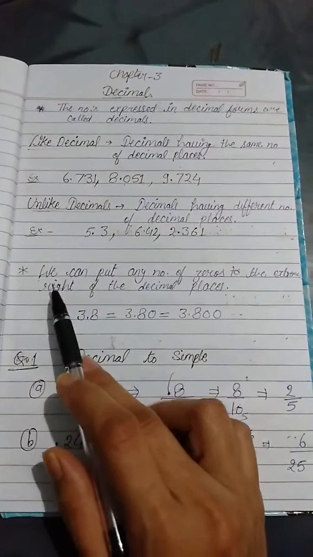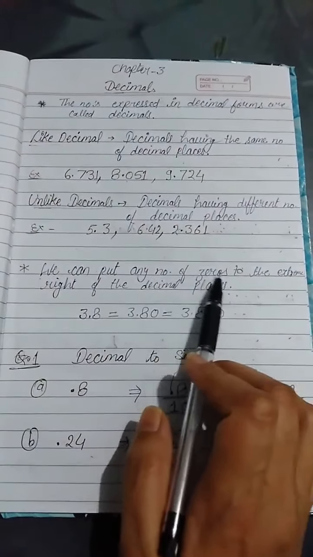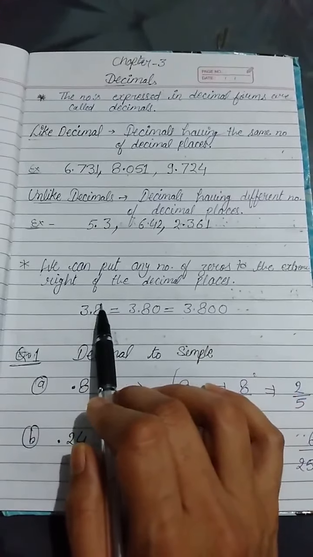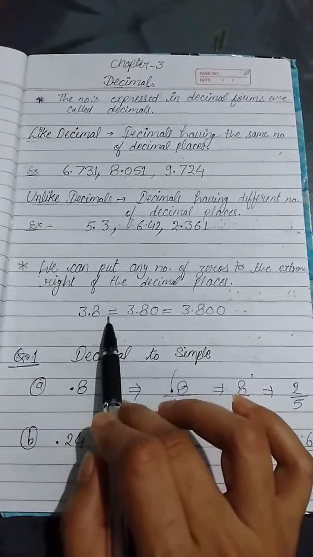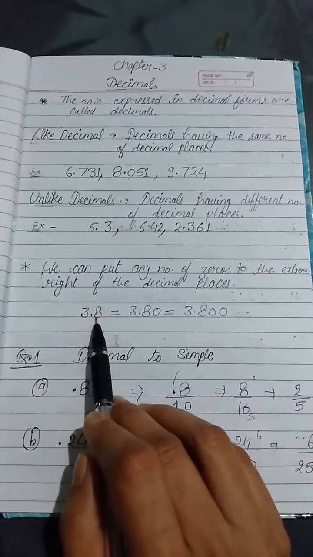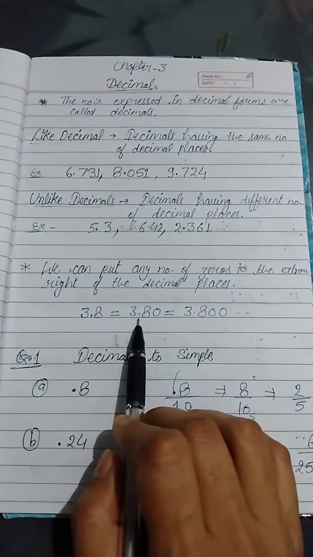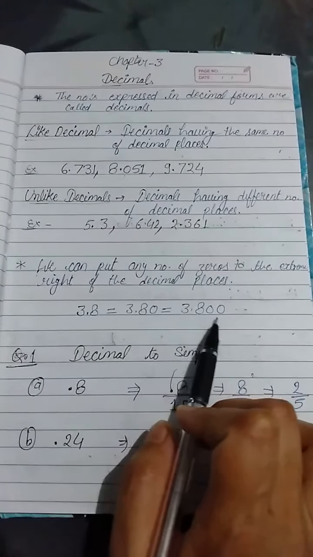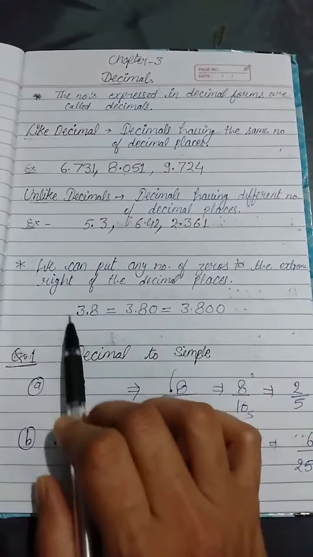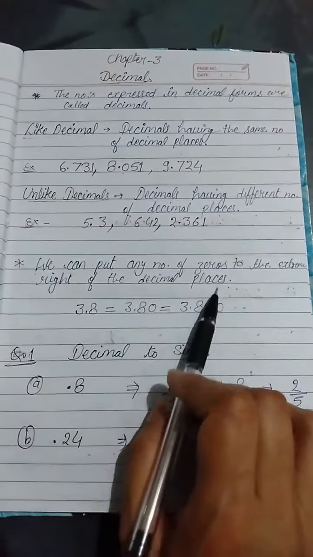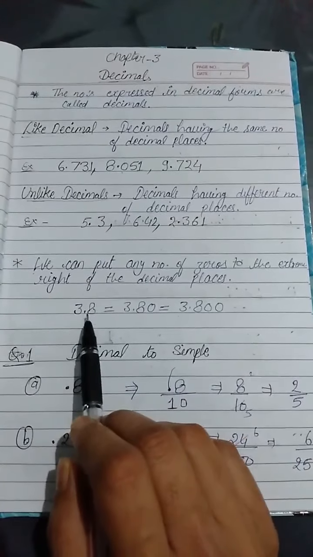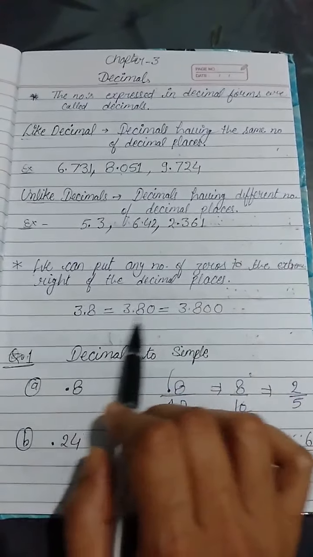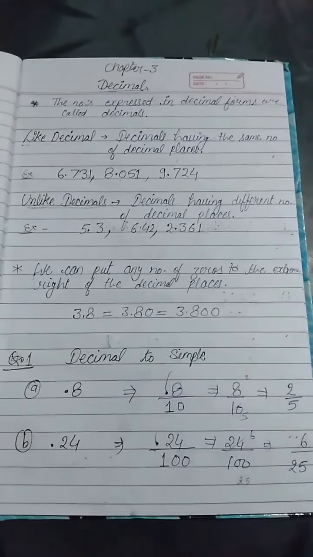One more important thing is that we can put any number of zeros at the extreme right of the decimal places. That means after the decimal places we can put any number of zeros that we want, like 3.8. We can also write 3.8 as 3.80, and after that we can also write 3.800. Those numbers are all equal, their values are the same, there is no change. Whether we write 3.8, 3.80, or 3.8000, those values are the same, meaning 3.8.